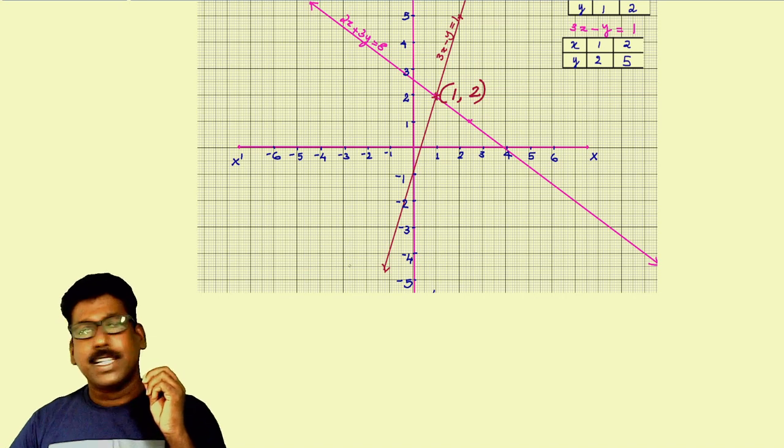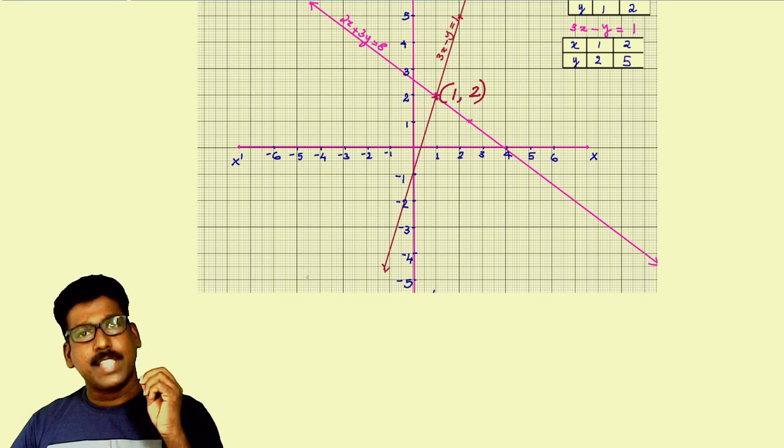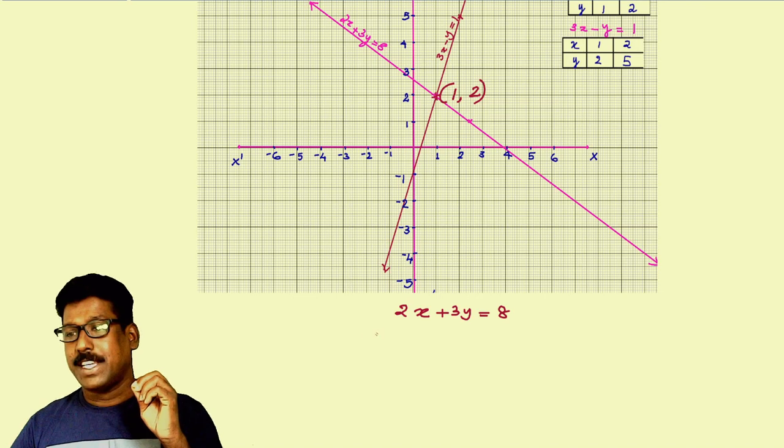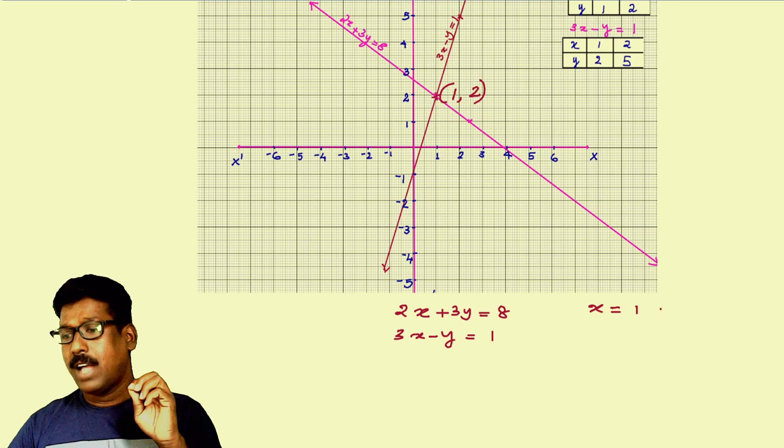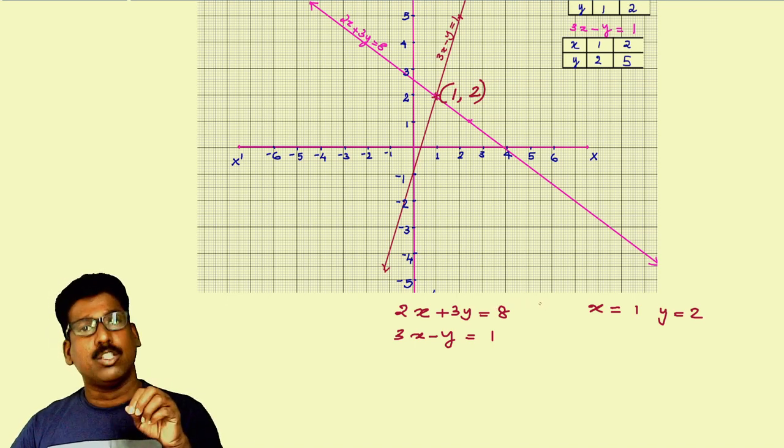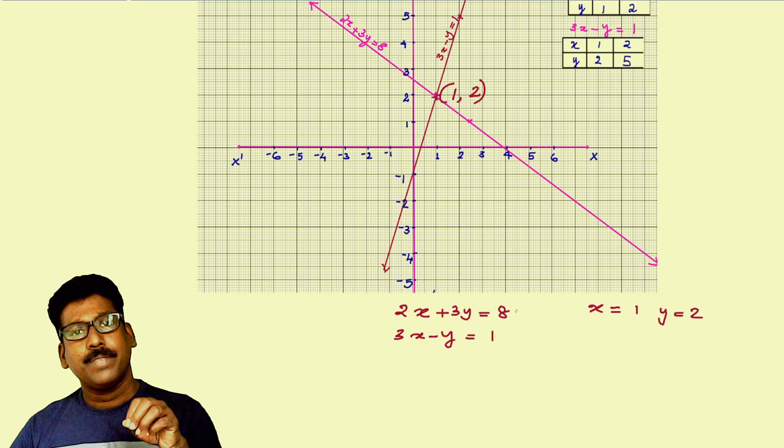Now let me consider the equations. The equations are 2x plus 3y is equal to 8 and 3x minus y is equal to 1. The lines intersect at x is equal to 1 and y is equal to 2. Now substitute x is equal to 1 and y is equal to 2 in the given equations. What will happen?